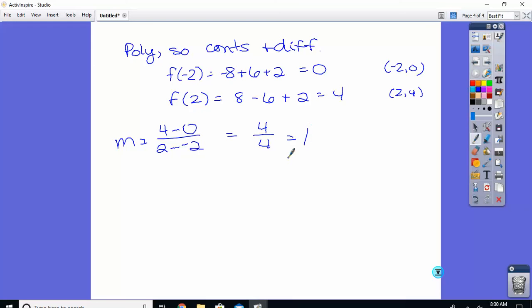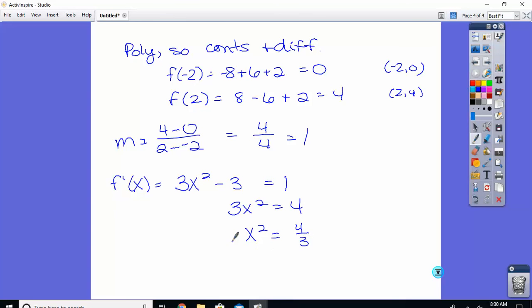Then the mean value theorem says the derivative equals the slope. So our derivative would be 3x squared minus 3. I'm going to set that equal to 1. So 3x squared equals 4, so x squared equals 4/3. Square root with that plus and minus. Square root of 4 is 2 over radical 3, except we don't leave it like that, so you'd say plus and minus 2 radical 3 over 3.